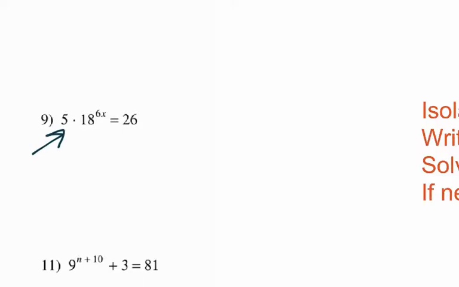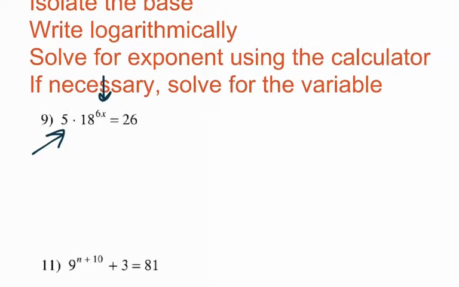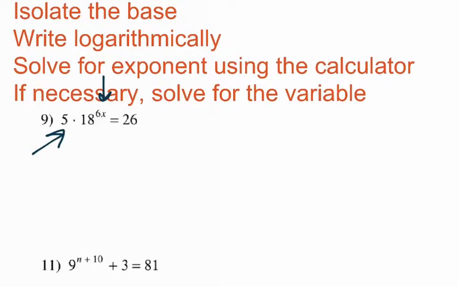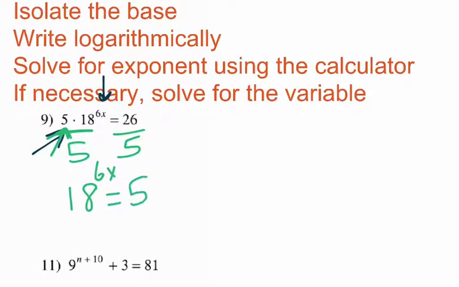One of the things that you want to do when you're trying to solve for an exponent is definitely isolate the base. So I'm going to bring in these directions up here. It says isolate the base. So you have to think to yourself, how am I going to get rid of this 5? If you ask yourself what's happening in between the 5 and the 18, it's multiplication. So I'm going to divide by 5. You want to divide both sides of the equation by 5. So you have 18 to the 6x is equal to, in this case, 5.2.